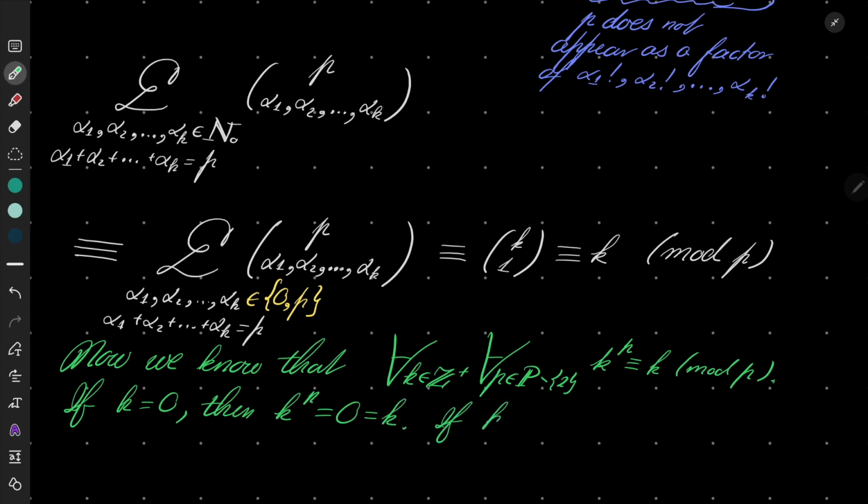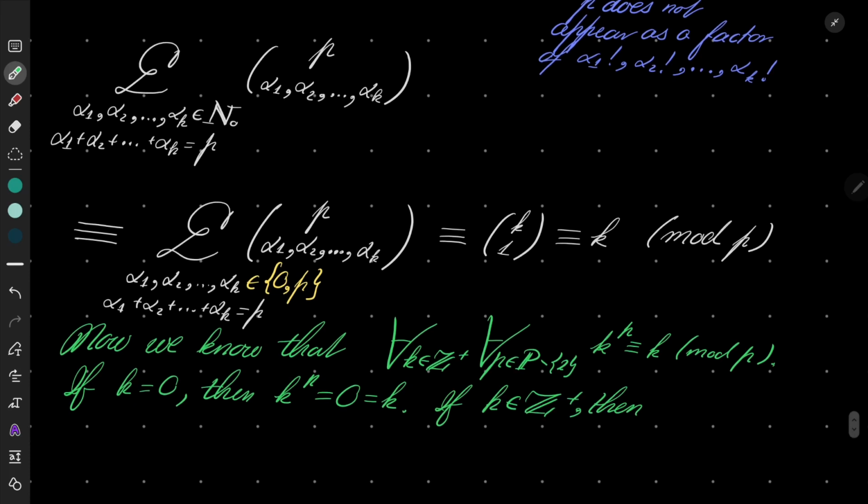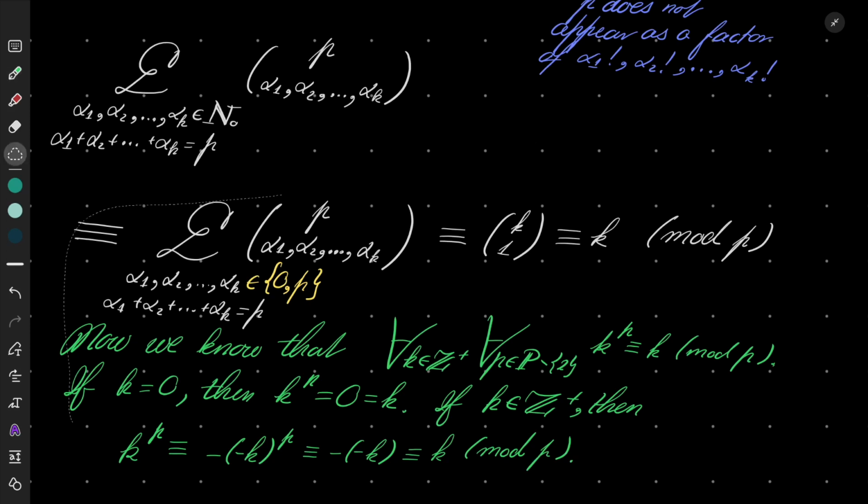And if k is a negative integer, then what happens? Well, k to the power of p is congruent to minus k to the power of p, because p is odd. And now by our result, we know that minus k is positive, so it's congruent to minus k, so it's congruent to k modulo p. So in other words, our divisibility is true in every case whatsoever.